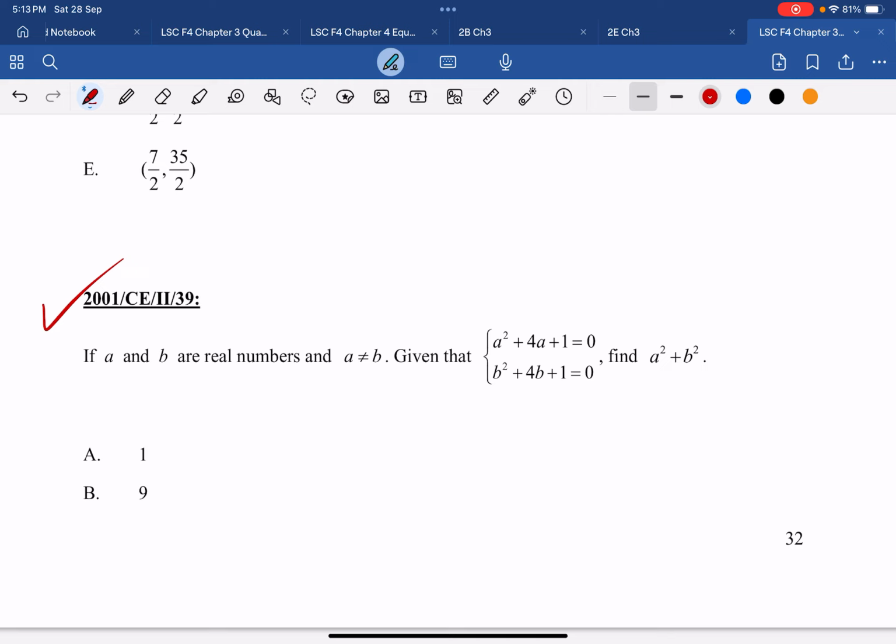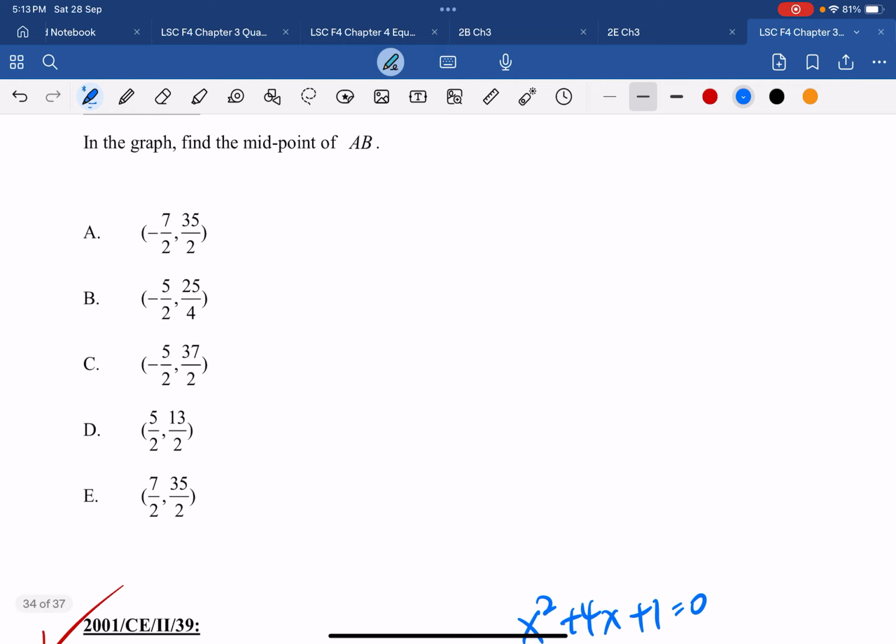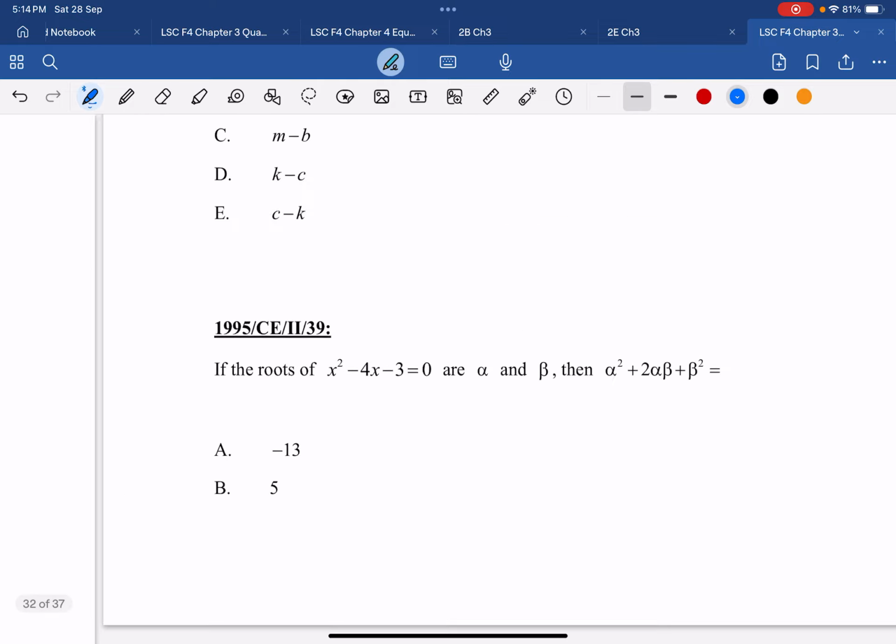Okay, so just like the question I taught you just now, it means that the quadratic equation is x squared plus 4x plus 1 equals 0 and A, B are the roots. Okay? So the MC for this session is pretty easy because mostly you can tackle them through the calculator program. Okay, so let's come to page 28.